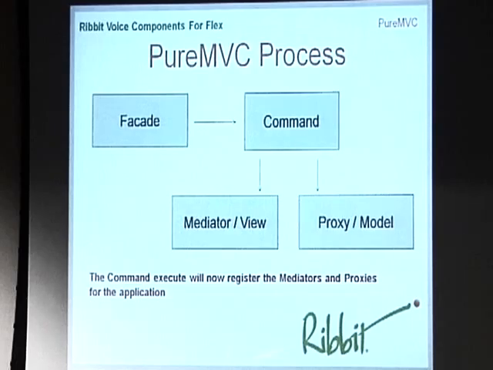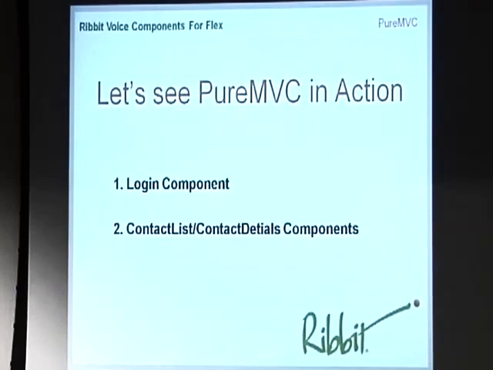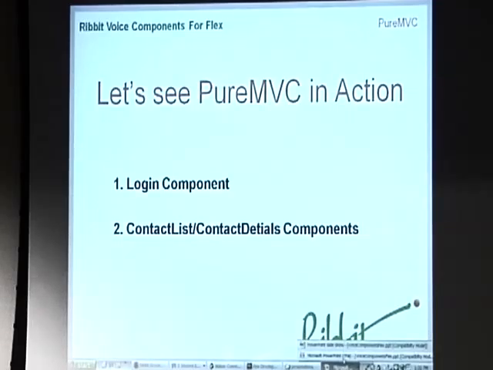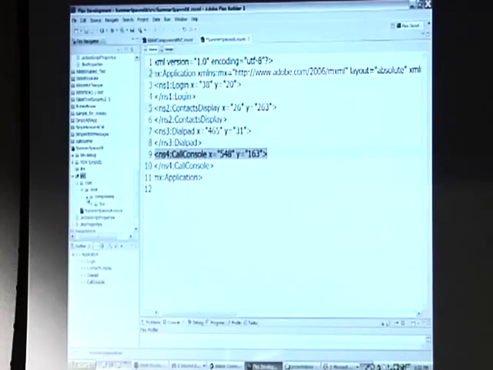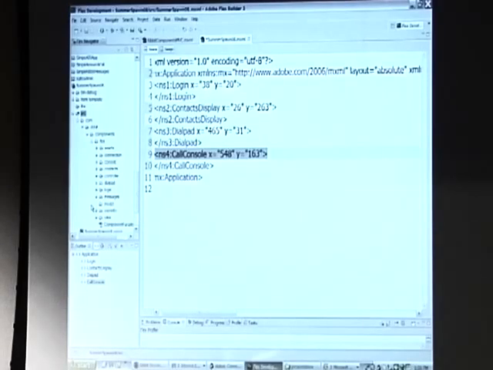So with that, in the commands you're basically going to register your mediator and proxies, which are going to be login mediator and login proxy. So let's go ahead and start taking a look at the login components. So here we basically have the COM folder that you saw earlier. And we have a root level tag here, basically com.ribbit.components.flex. When we release the Flash ones, they'll be under there too, but we probably won't distribute them at the same point, but it'll be the same path, com.ribbit.components.